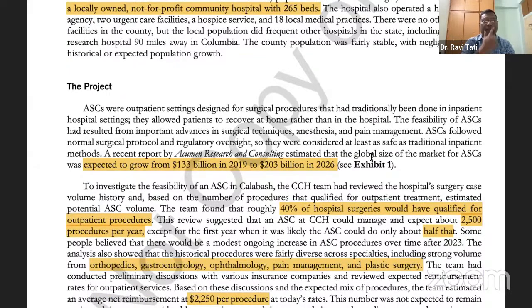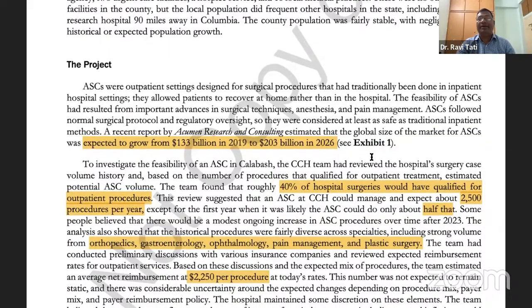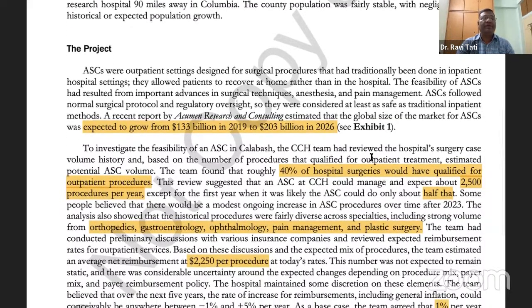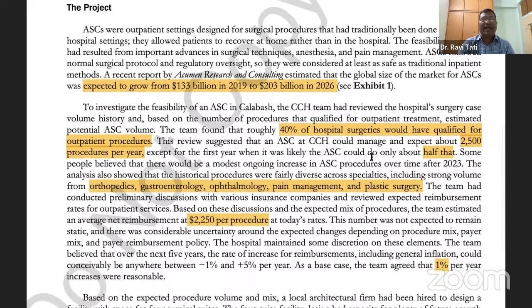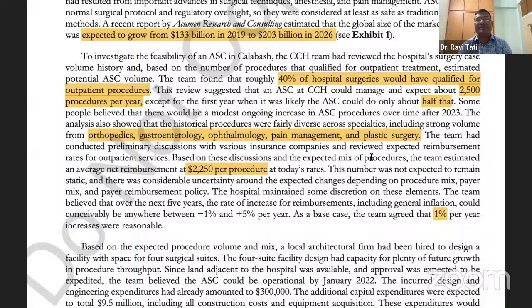And then the project. The market reports say that in maybe 8 to 10 years it will almost double, from $133 billion to $203 billion. So therefore, you have to act upon it. There's an urgency. And there's a brief introduction about the hospital. 40% of the hospital surgeries are qualified for outpatient surgeries or procedures. That means there's scope for you to proceed with the project. And about 2,500 procedures in a year can be performed.